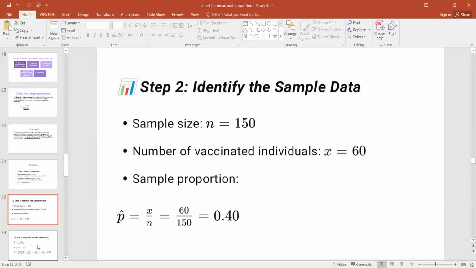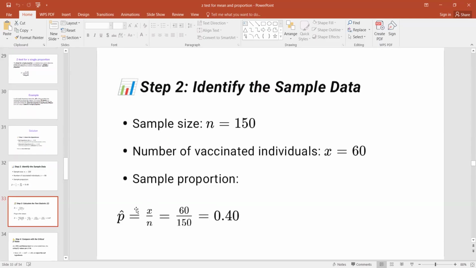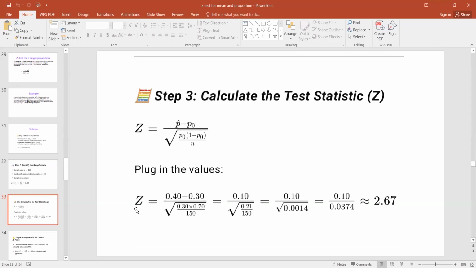Step 2, identify the sample data. Sample size 150, number of vaccinated individuals 60. This gives the sample proportion 0.40. Step 3, calculate the test statistic. Put the values in this formula. The result is Z approximately equal to 2.67.